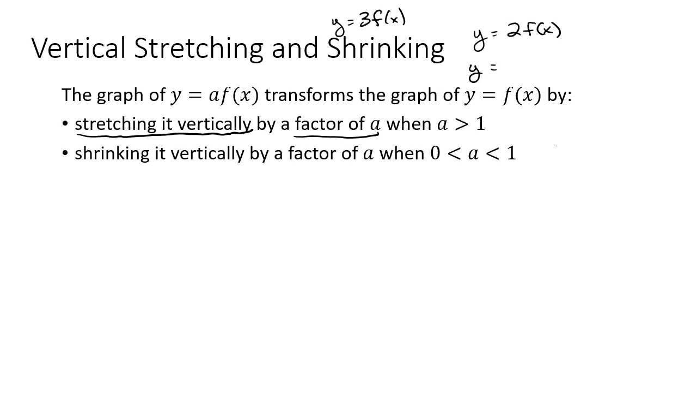On the other hand, let's say you had y is equal to 1/2 f of x. This time you're taking all of your y values and you're multiplying them by 1/2. Say they all get half as tall. In this case, we would say that the graph shrinks vertically by a factor of 1/2, still by a factor of whatever the number out front is. And this will happen anytime you have an a between 0 and 1. You're multiplying by a number smaller than 1, so all of your y values shrink in size.